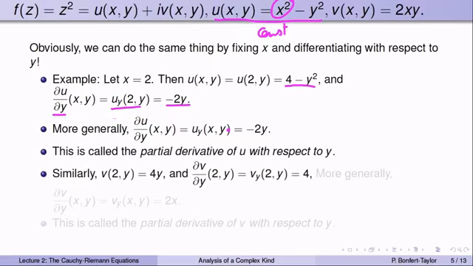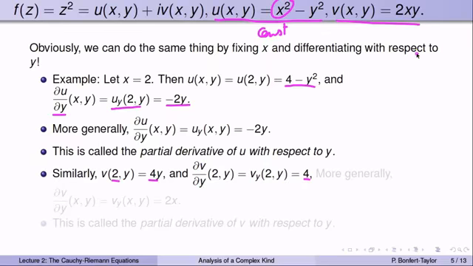I can do the same thing for v. Again, let's fix an x value, 2 in this example, and look at v of x and y. V of x and y is then 2 times 2 times y, so 4y. And the derivative of the function 4y with respect to y is equal to 4. So we would write dv dy of 2 and y, or v sub y of 2 and y equals 4.